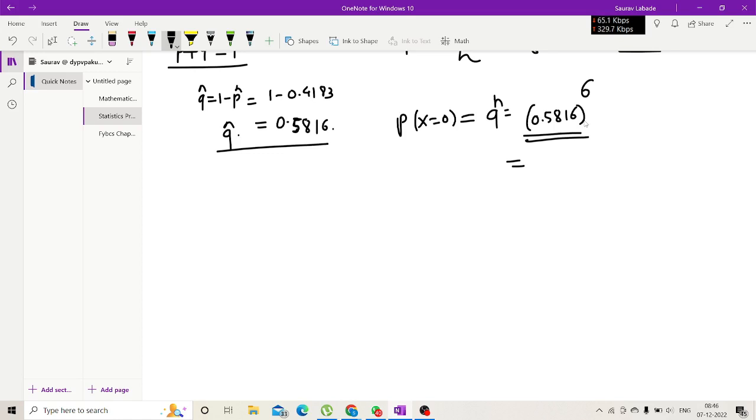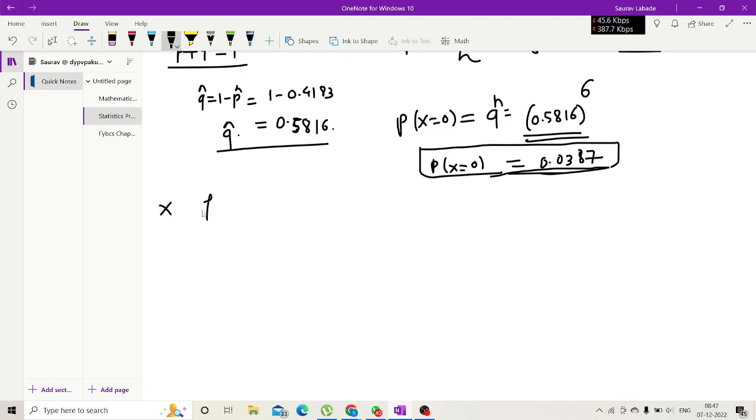Yes, tell me, what is this power? That is 0.0387. Okay, so that is my probability of x equals 0. And when I got this probability, then I will construct a fitting of the binomial distribution. I will make that column now.